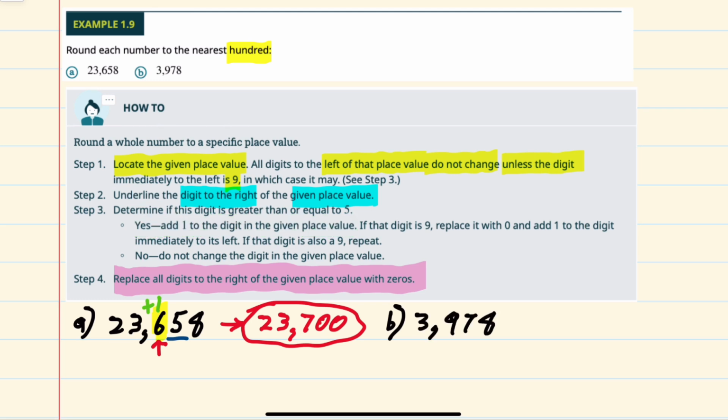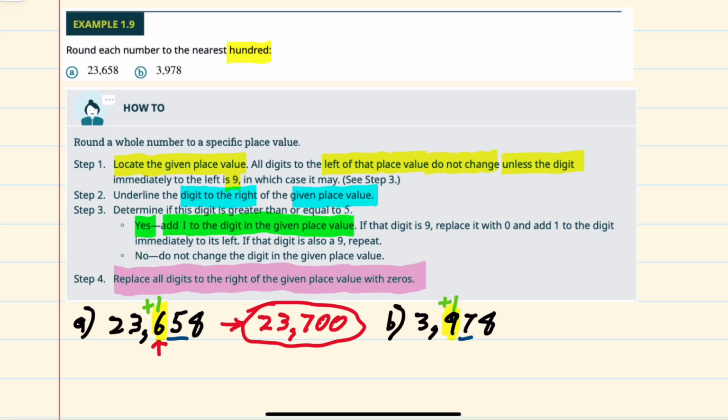And then for part B, we're given a different number, 3,978. Following the same instructions, it's the nearest 100, which in this case is a 9. Step 2 has us underlining the digit to the right, which is a 7. In step 3, we're asked if that digit is greater than or equal to 5. It is. So yes, we need to again add 1 to the digit in the given place value.